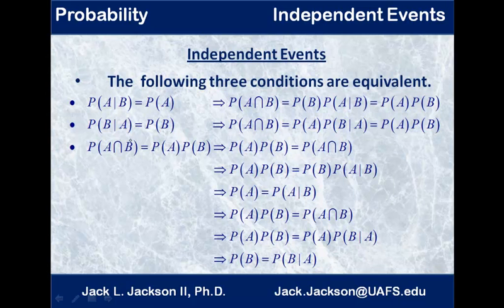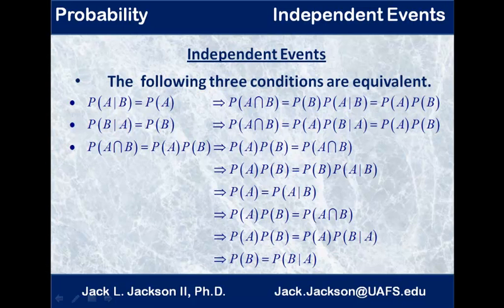Similarly, we'll show that if you have the second one, you have the third one. So I'll take the second condition. Again, we start with the probability of A intersect B, but this time we rewrite it the other way as the probability of A times the probability of B given A. But again, the probability of B given A is given here to be the probability of B, and once again we get the probability of A times the probability of B, showing that the second condition implies the third one.